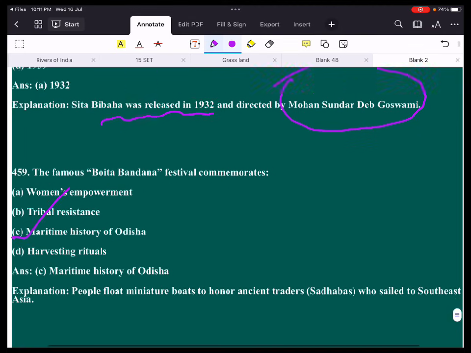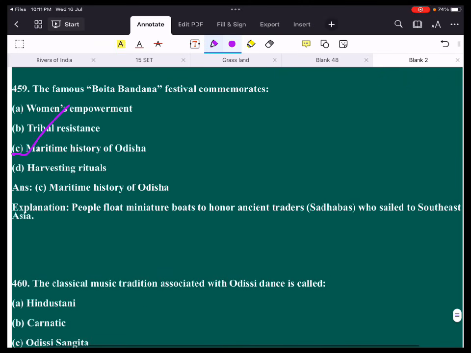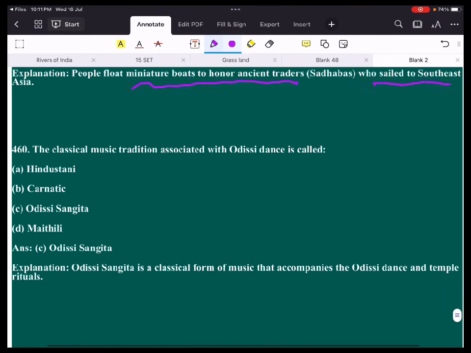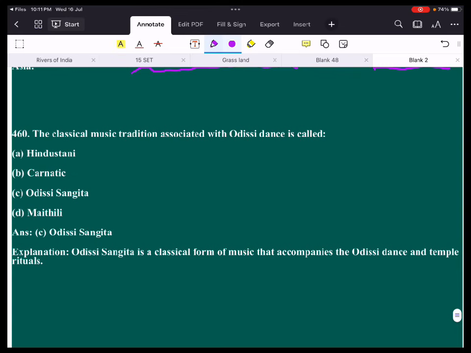Option C. People float miniature boats to honor ancient traders, the Sadhavas, who sailed to Southeast Asia. The classical music tradition associated with Odissi dance is called Odissi Sangita. Option C.